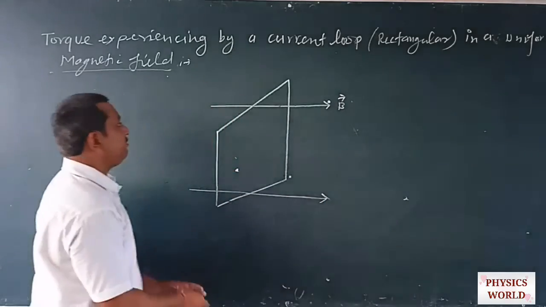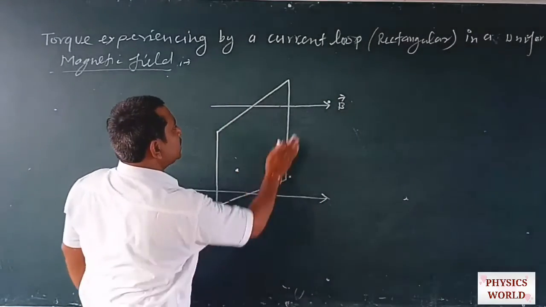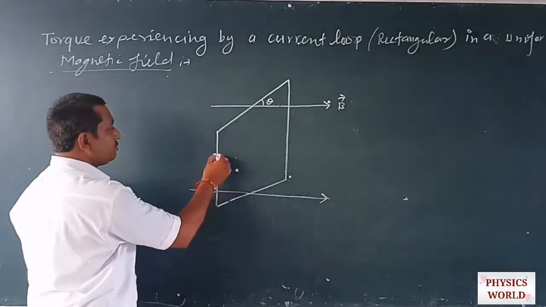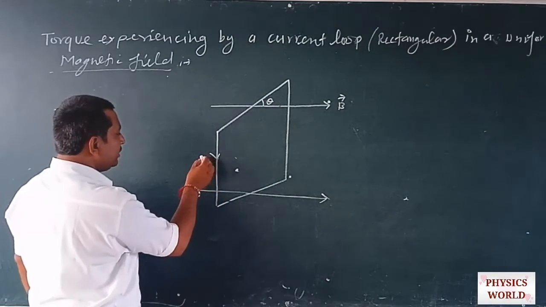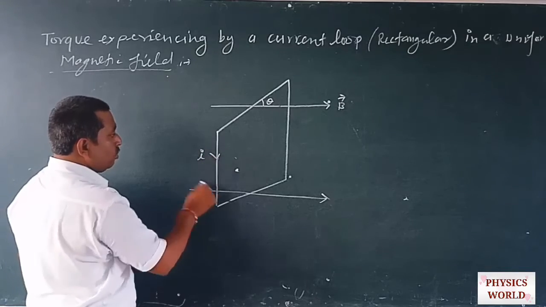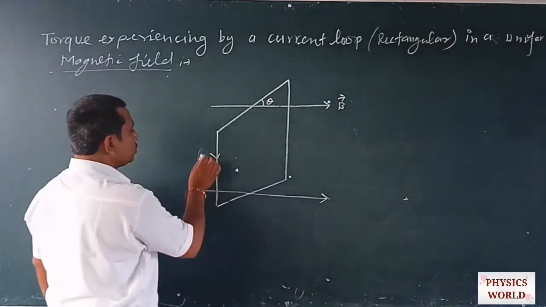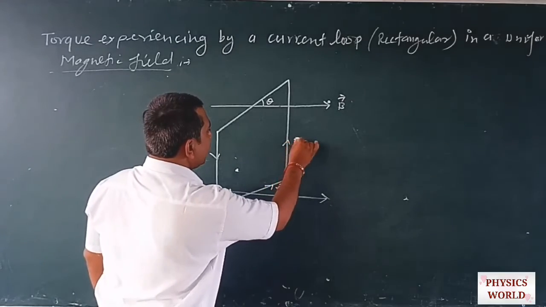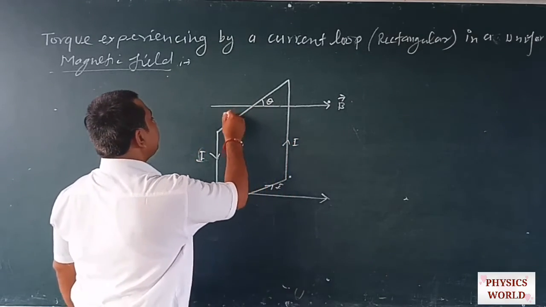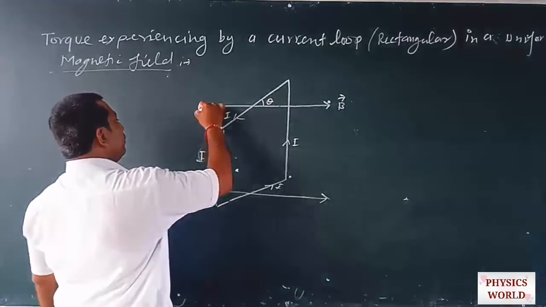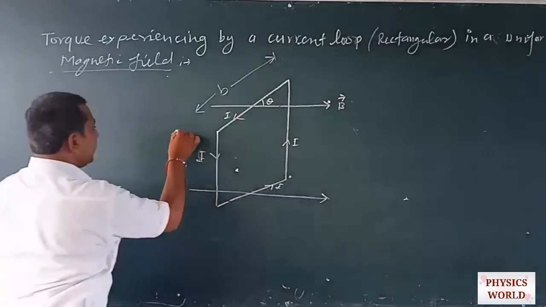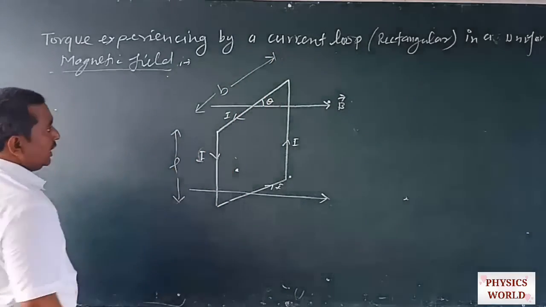This is the direction of magnetic field, and the plane of this coil makes an angle theta with the direction of this magnetic field. So the value of the current, that is I, flowing through this coil. The breadth of this rectangular coil is B, length is L.